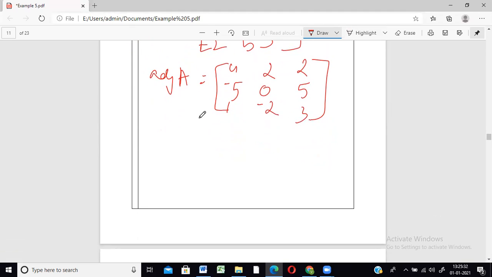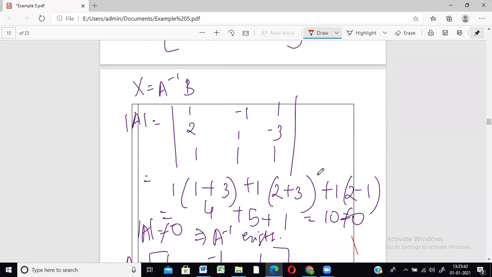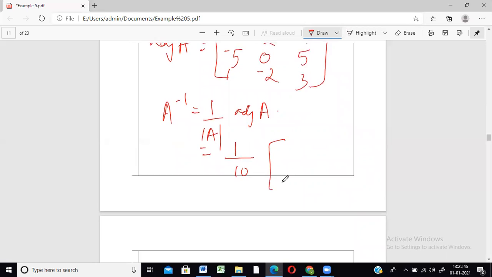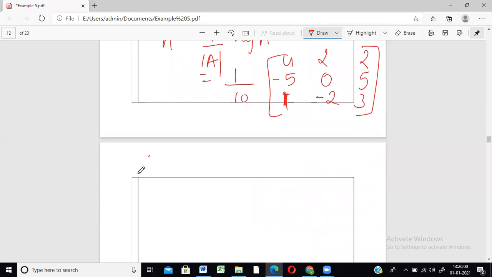After this, we're finding out the inverse. Inverse is nothing but 1 upon the determinant into adjoint A. So this is 1 upon, what was the value of the determinant? I think it was 6. No, 10. Okay. So 1 upon 10 into that adjoint. 4, 5 minus 4 minus 5, 1, 2, 0 minus 2, 2, 5, 3. This is the inverse. Now why did we find out that inverse?